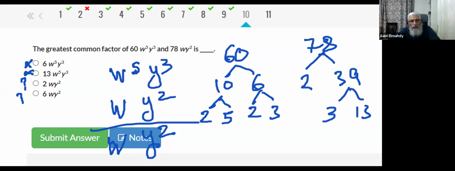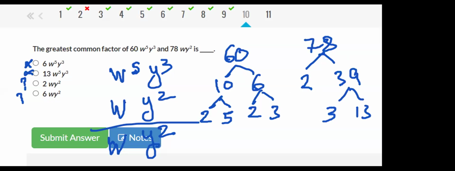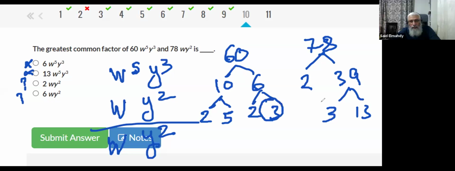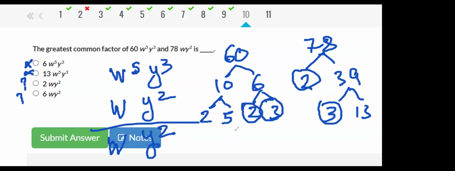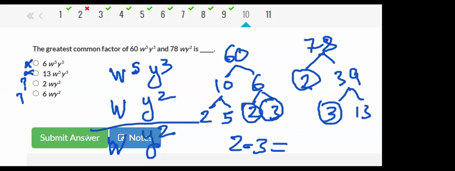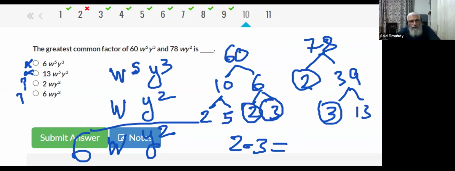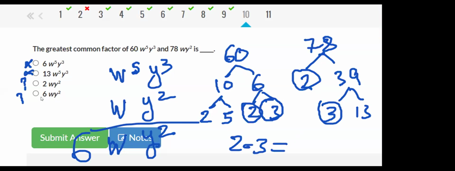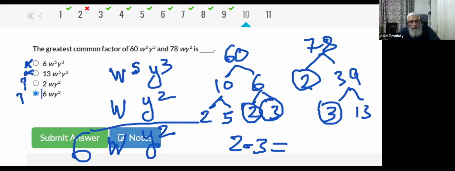So what is common between this and this? 3 is common and 2 is common. So 2 multiplied by 3 is 6. So where is the answer? 6 w y power 2. Yes, this is the greatest common factor.